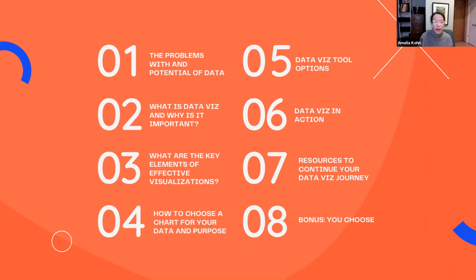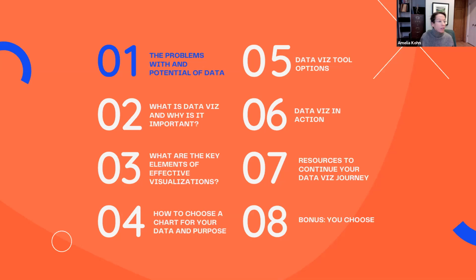So the topics are the problems with and the potential of data. What is DataViz and why is it important? What are the key elements of effective data visualizations? How do you choose a chart that's correct for your data and purpose? We'll talk about some data visualization tool options that you have, including many free ones. We'll do a somewhat shortened DataViz in action, a demonstration of how you visualize data in a program called Tableau. And then I'll talk about some resources you can use to continue your data visualization journey. And then, as I mentioned, we'll have some bonus rounds.